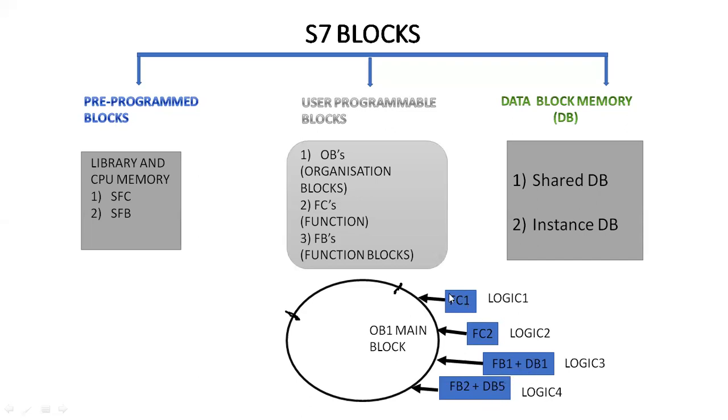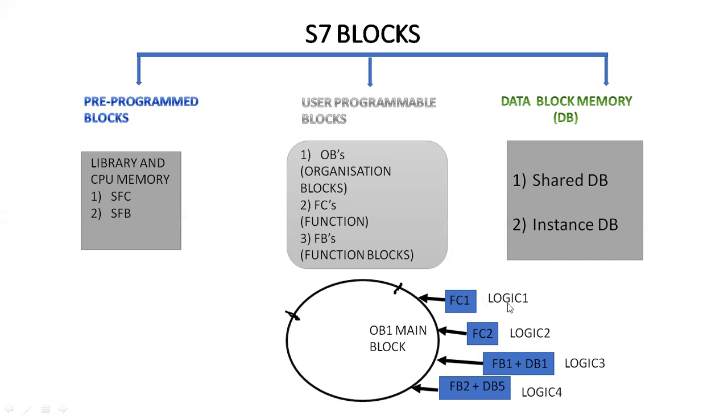Whereas FCs do not require any additional memory, because they use your CPU memory itself. CPU memory means, for storing your bit memory, MW address, or DB also, that you can use. So what happens during execution? What is the first call here? FC1, right? So your PLC goes to this FC1 block.